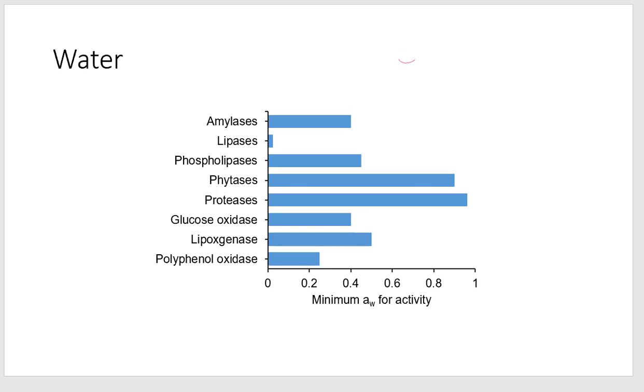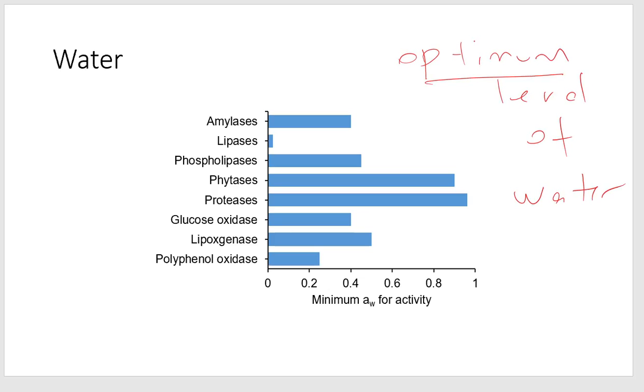Okay, we are talking about an optimum level of water. Here you see enzymes like amylases and lipases. Different enzymes have a different optimum level of water for their activity. Beyond that optimum level of water, the enzyme performance declines due to the loss in enzyme stability.